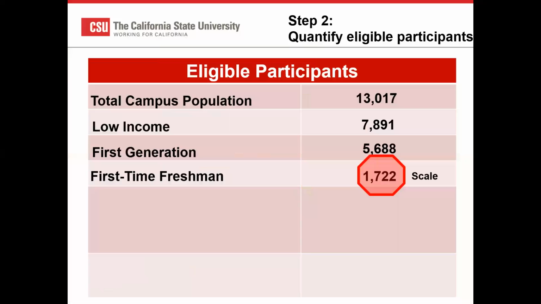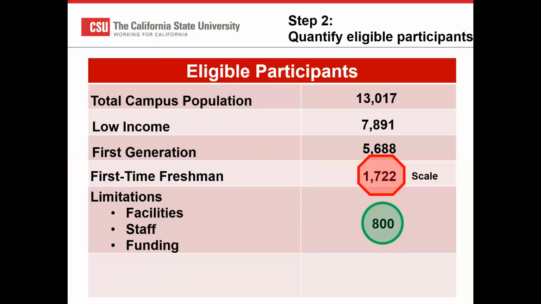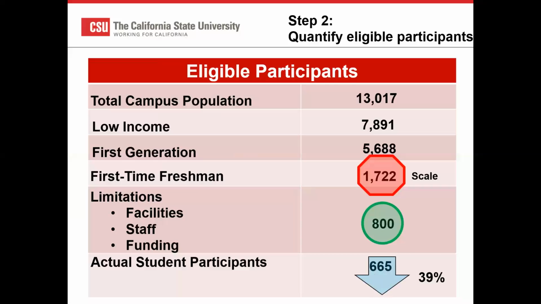Now, this is really a best case example of identifying eligible participants, but many of our campuses have limitations, such as limited facilities, staff, funding, and so in this example, based on these limitations, the population that we can serve decreases to about 800. Then, if some of the programs or this specific program is voluntary, you may have attrition rates. And that number of actual student participants served by this program, in this example, is reduced to 665. This number accounts for 39% of the total eligible participants which could benefit from this program.